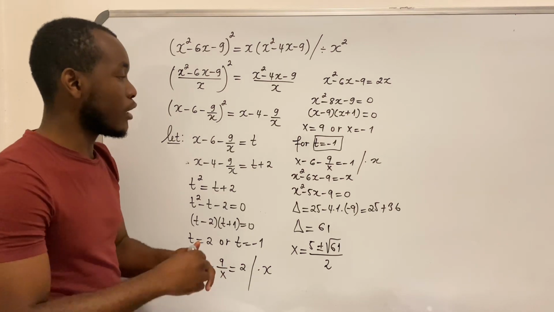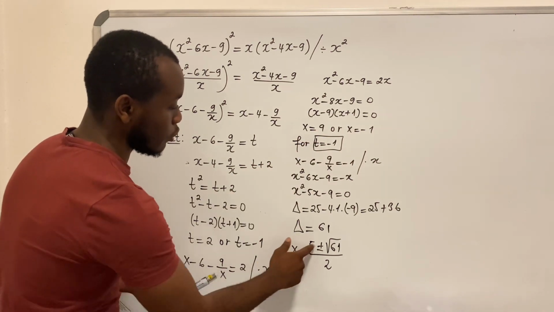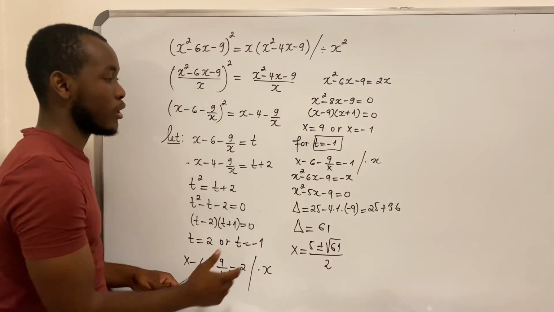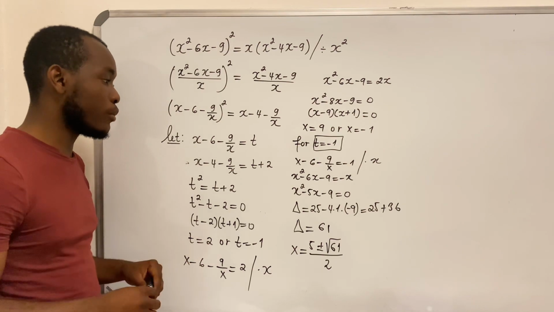So we have x equal to 9, x equal to minus 1, and we have this expression with plus or minus, which means we have two values here. So 4 values for x. The ones that verify are the solution for this equation.